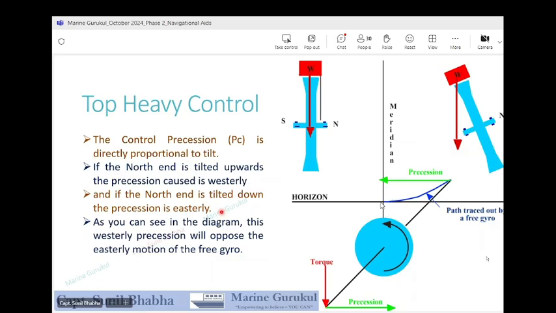Now in this diagram you can see the horizon. The horizontal black line represents the horizon and the vertical black line represents the meridian. Initially, our spin axis was pointing towards the horizon in the meridian. That means with zero tilt and zero drift.